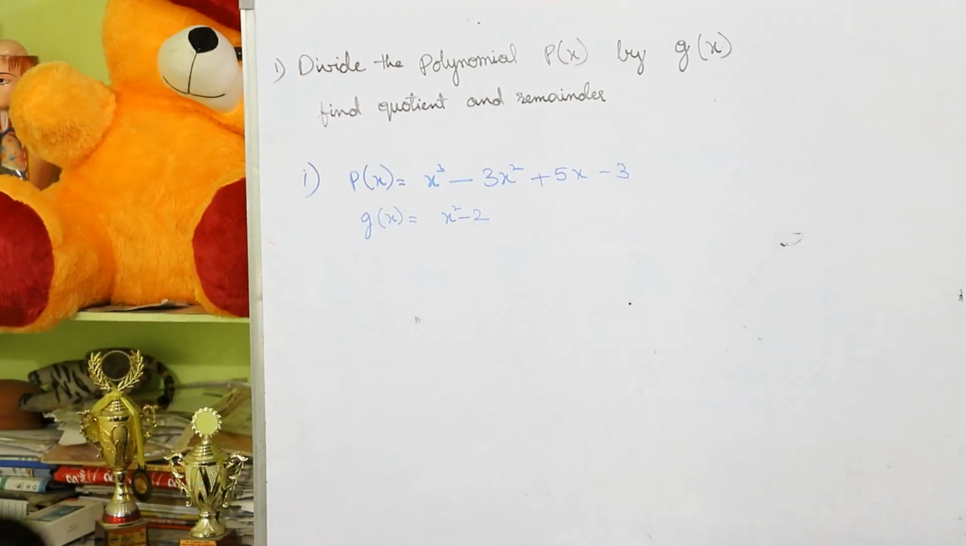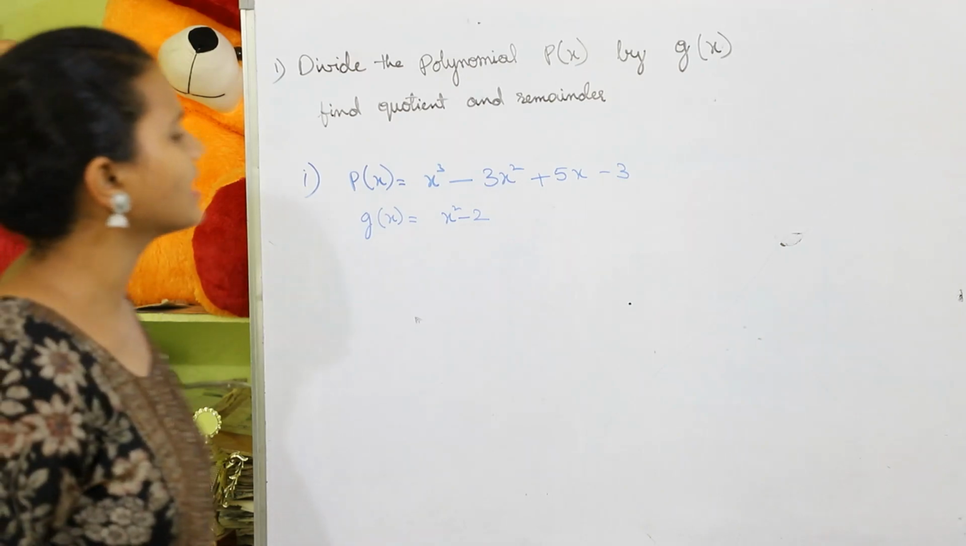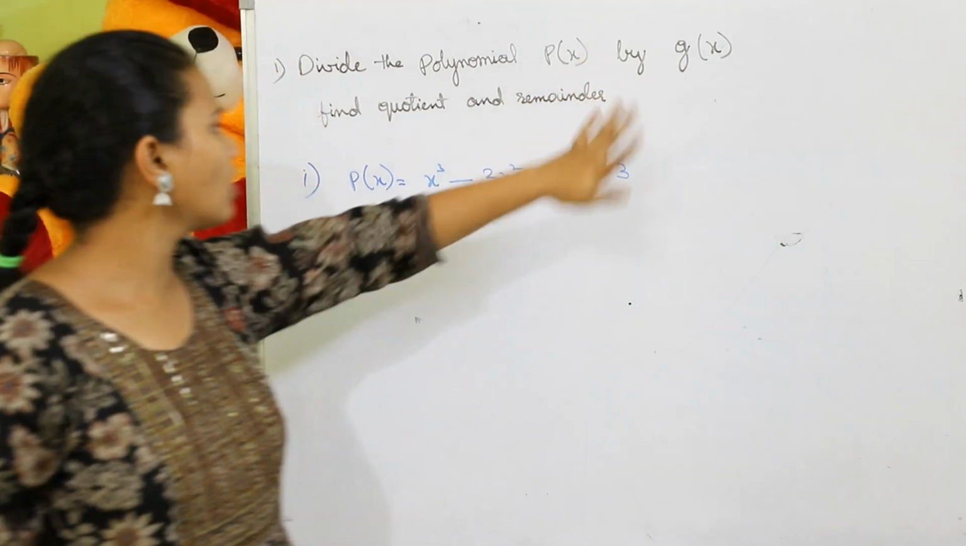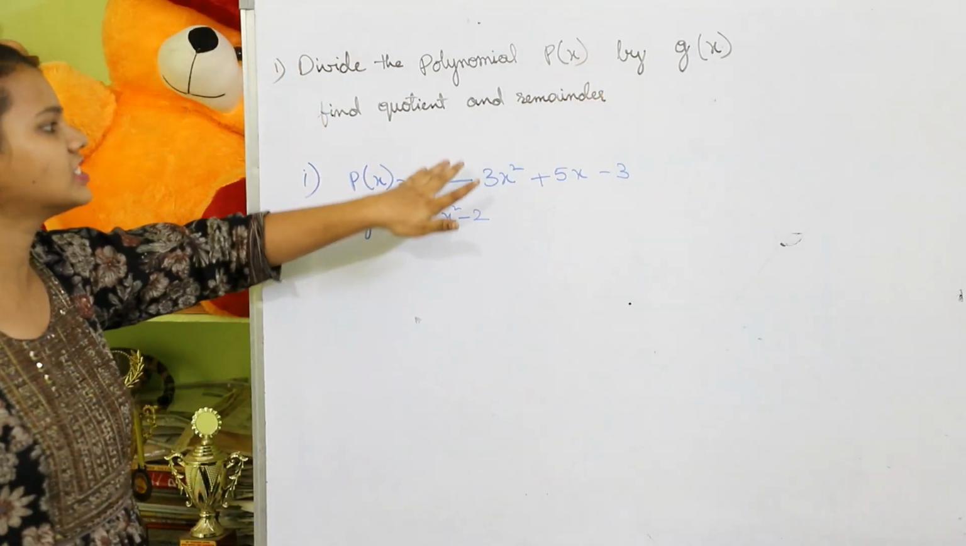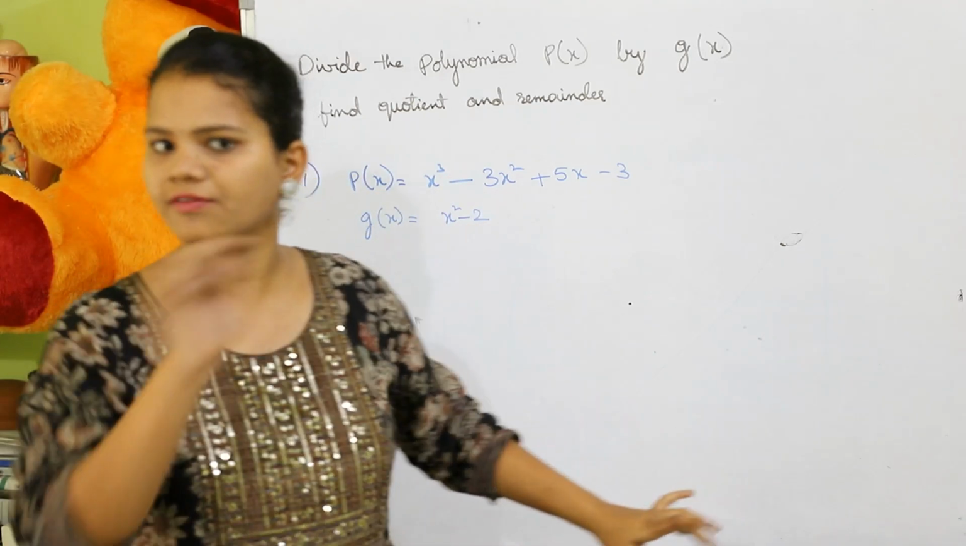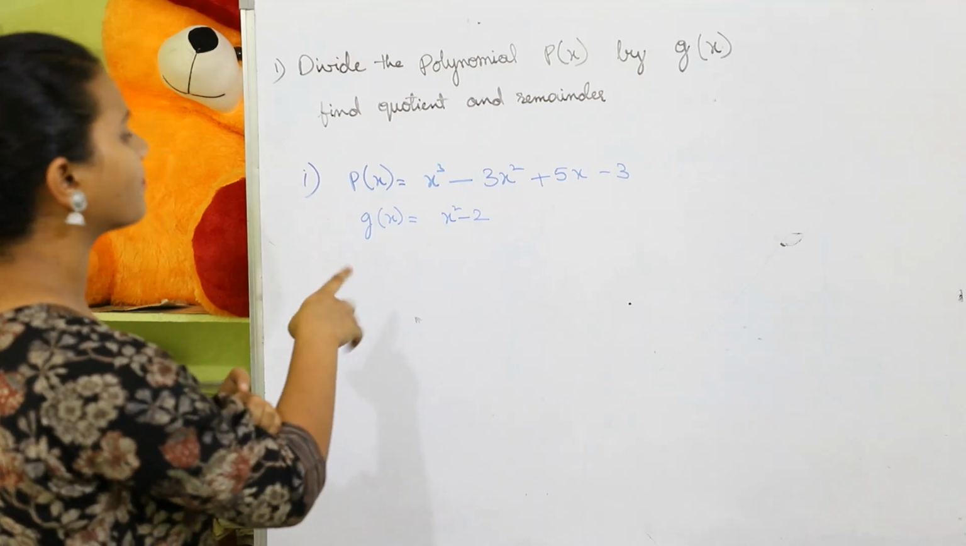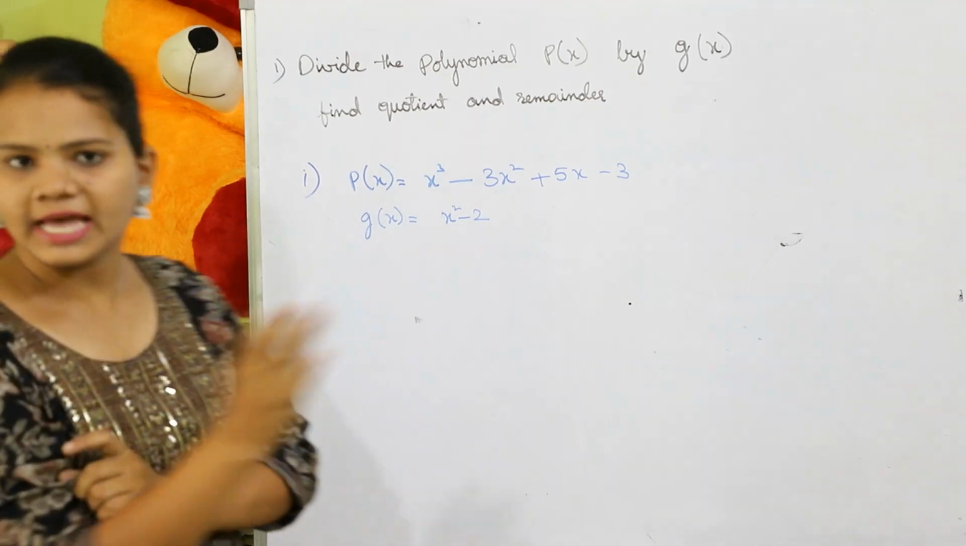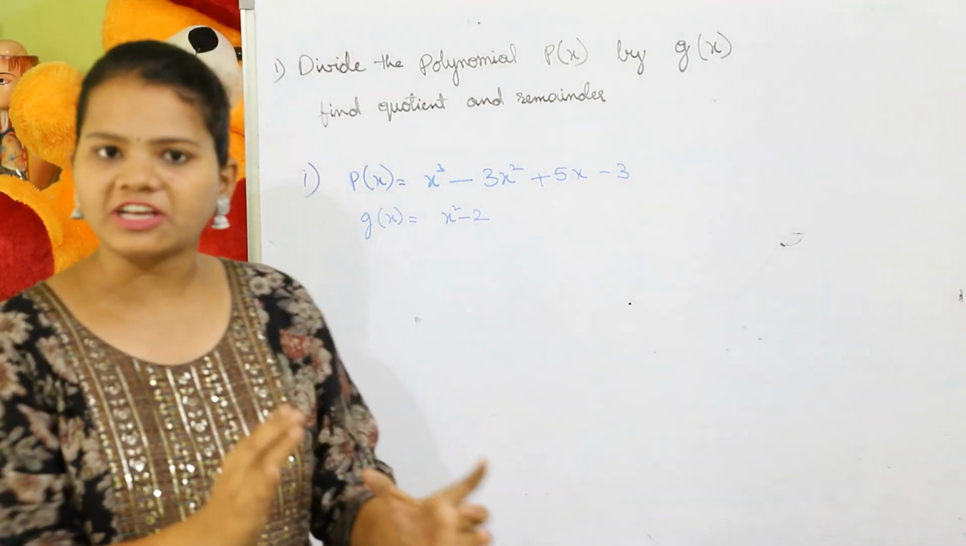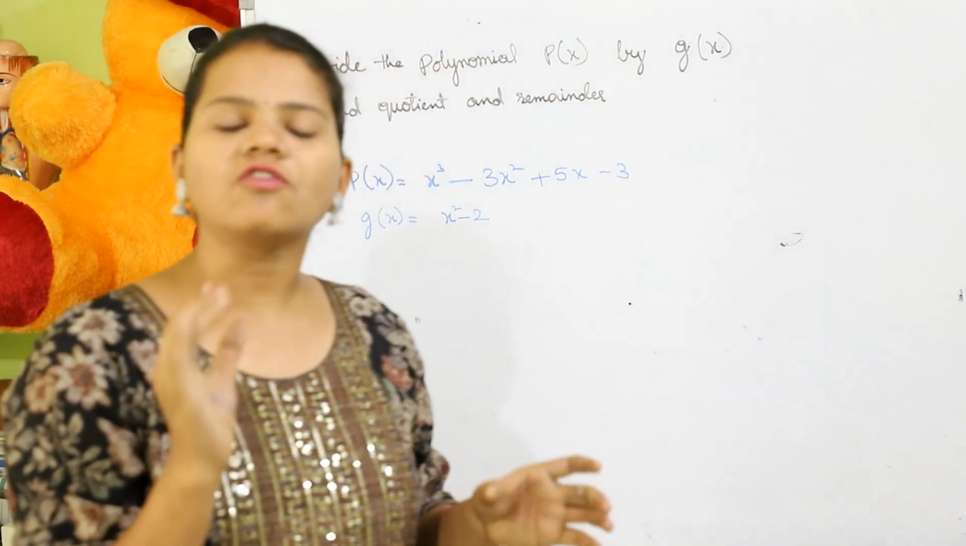Okay, let's start with exercise 3.4. Here you have the first one. We divide the polynomial p of x by the polynomial g of x and find the quotient and remainder for the following sums. Here they have given the first one, where p of x equals x cube. They have given the p of x value and the g of x value.